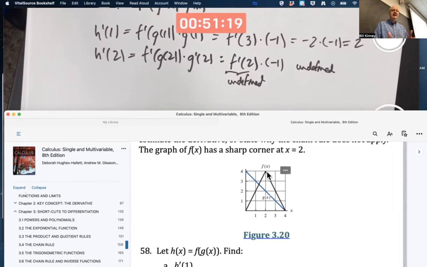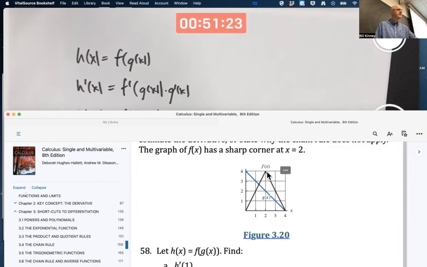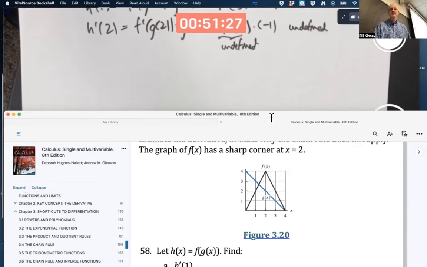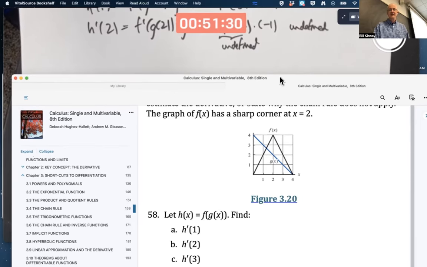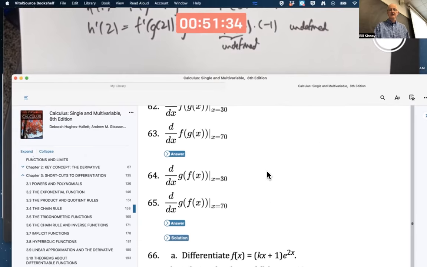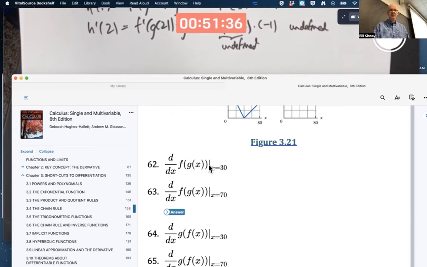Okay, so this is a combination of a graph and understanding how to think about things symbolically. There are other types of problems too. By the way, when you see these vertical lines like here at x equals 30, they mean take the derivative of the function, then evaluate at x equals 30. That's what this symbol means.